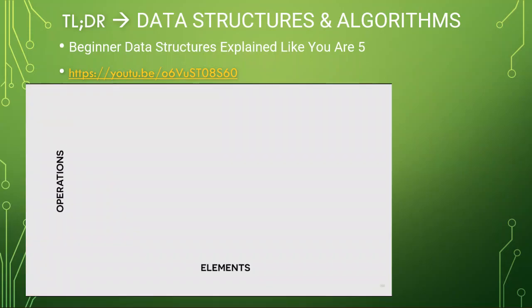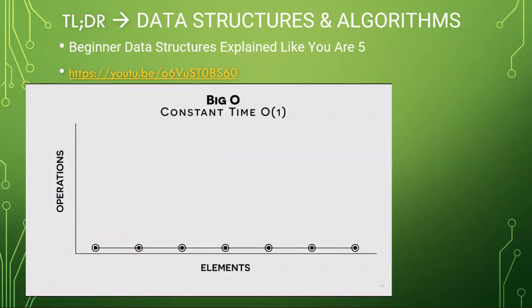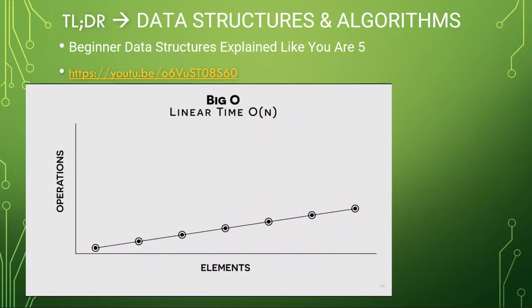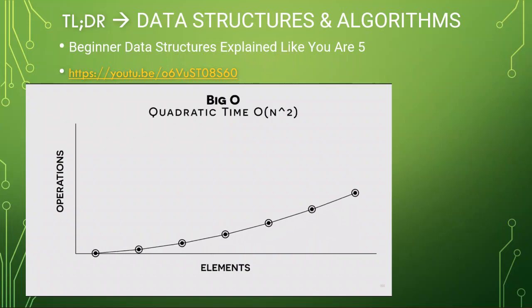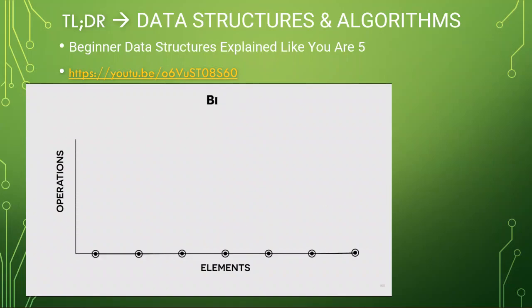So the most common Big O notation that you'll see is constant time, and that just means regardless of the input size, the runtime stays the same. You also have linear time, which means as the input size grows, the runtime grows linearly. Quadratic time, which means as the input grows, the runtime grows quadratically. And finally, logarithmic time, which means that as the input size grows, the runtime grows logarithmically.